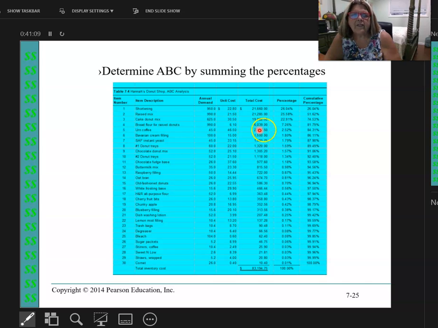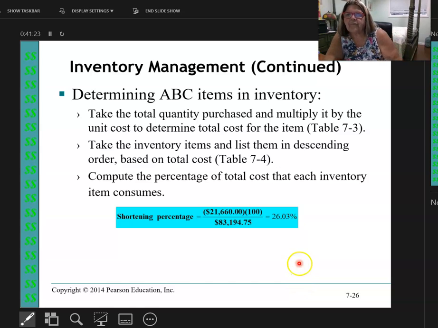And then as I go down, you start to see that these way down here are all considered C items because they're such an insignificant part of my inventory. Here's the formula for this. I take the total quantity of shortening. The reason they multiply it by 100 is so you end up with the percent. If you didn't do the 100, you'd get 0.2603, and then you'd have to make it a percent, divided by the total cost of all the inventory. So that's how I actually calculate inventory under ABC.